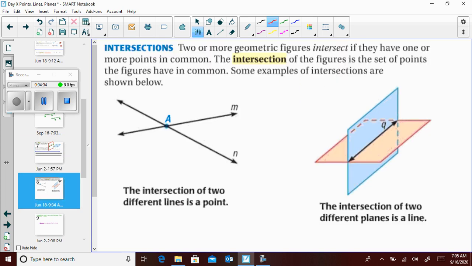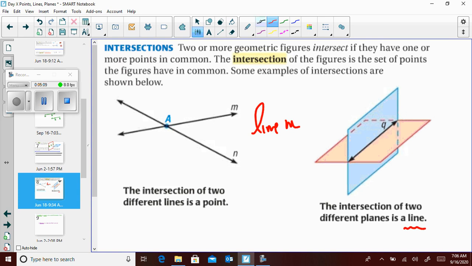Next, intersections. This one's pretty easy. If 2 lines intersect, the intersection is a point. That's where the 2 lines intersect. Line M. Now see how there's only 1 point here? We can name this line M. Line M. Okay. Line M and line N intersect at point A. 2 planes. See how we have a vertical plane and a horizontal plane. They intersect at a line. Two planes intersect at a line.